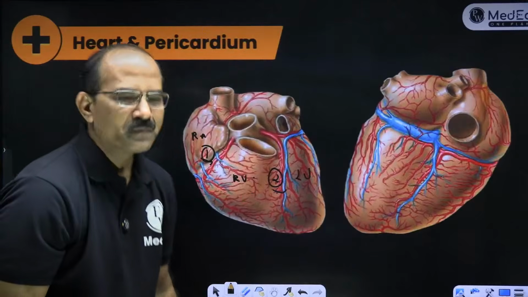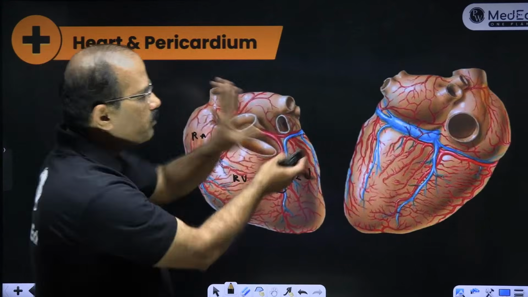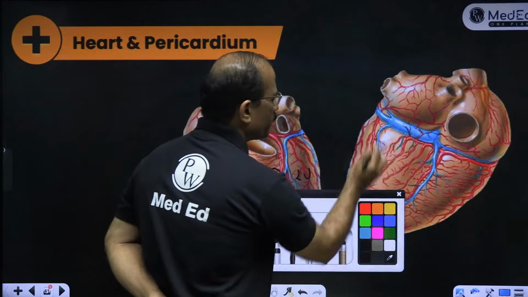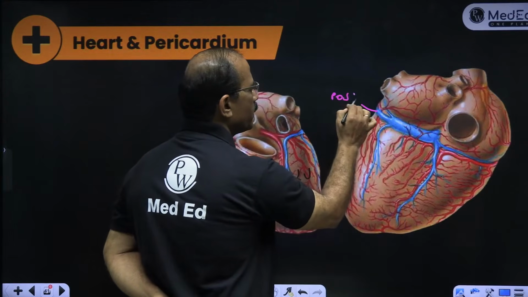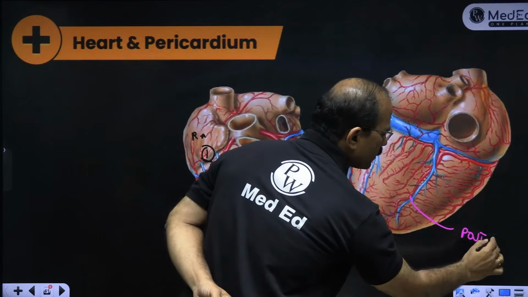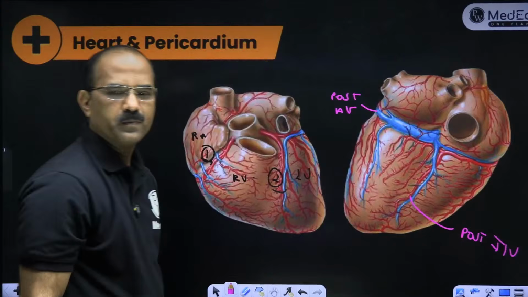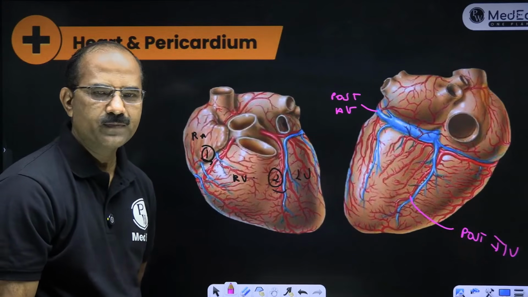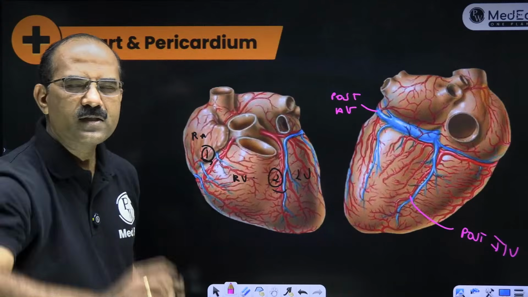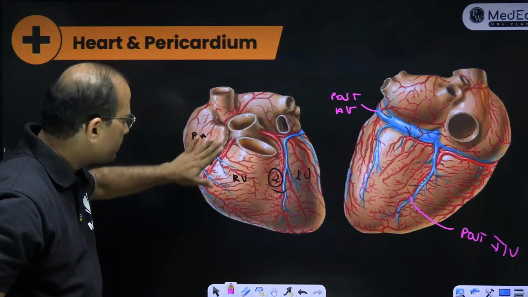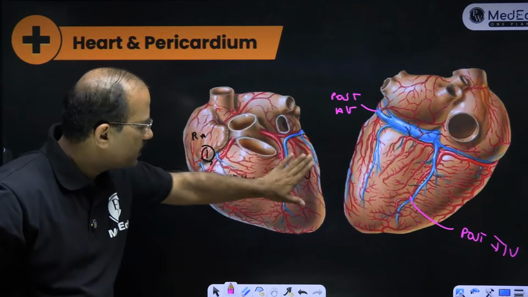Fine है? Now, अब अपन पीछे जाते हैं. We are going backside. What is this groove? ये क्या groove है? This is the posterior atrioventricular. And what is this? Posterior interventricular groove. Fine. Okay, now just understand the surfaces. ये क्या surface है? Sternocostal surface made up of right atrium, right ventricle, left ventricle.